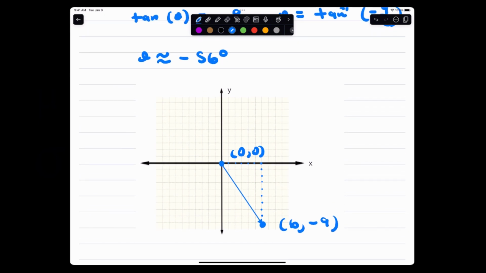So the fact that the angle here is negative does make sense, because the vector is in what quadrant? The vector's in quadrant 4, isn't it? Quadrant 1, quadrant 2, quadrant 3, 4. It does make some sense. So we're good with that one.